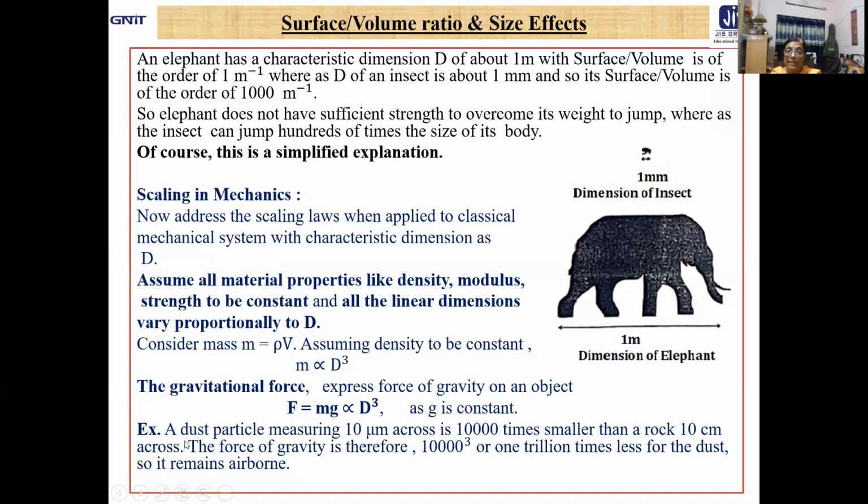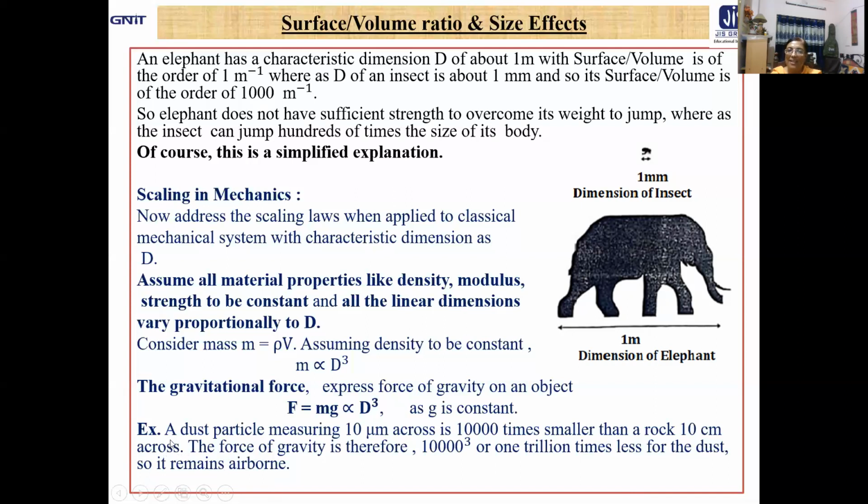Now consider as an example a dust particle and a rock. A dust particle measuring 10 micrometer across is 10,000 times smaller than a rock 10 centimeter across. Okay. So the force of gravity is 10,000 cubed, or 1 trillion times, less for the dust. So it remains airborne, but the rock does not. Are you getting the things?